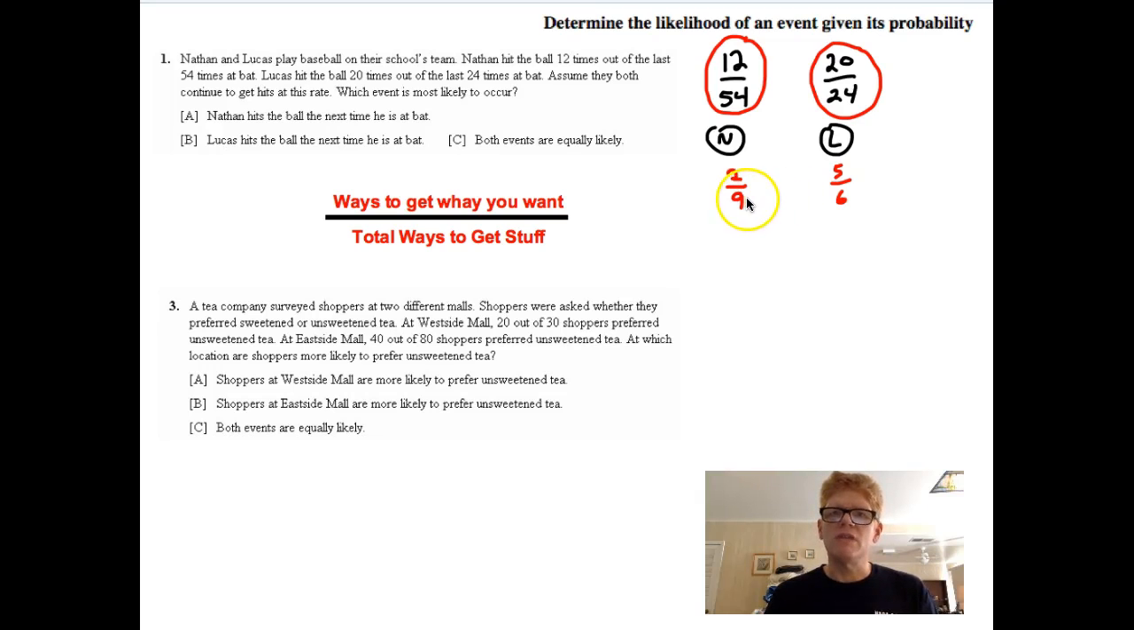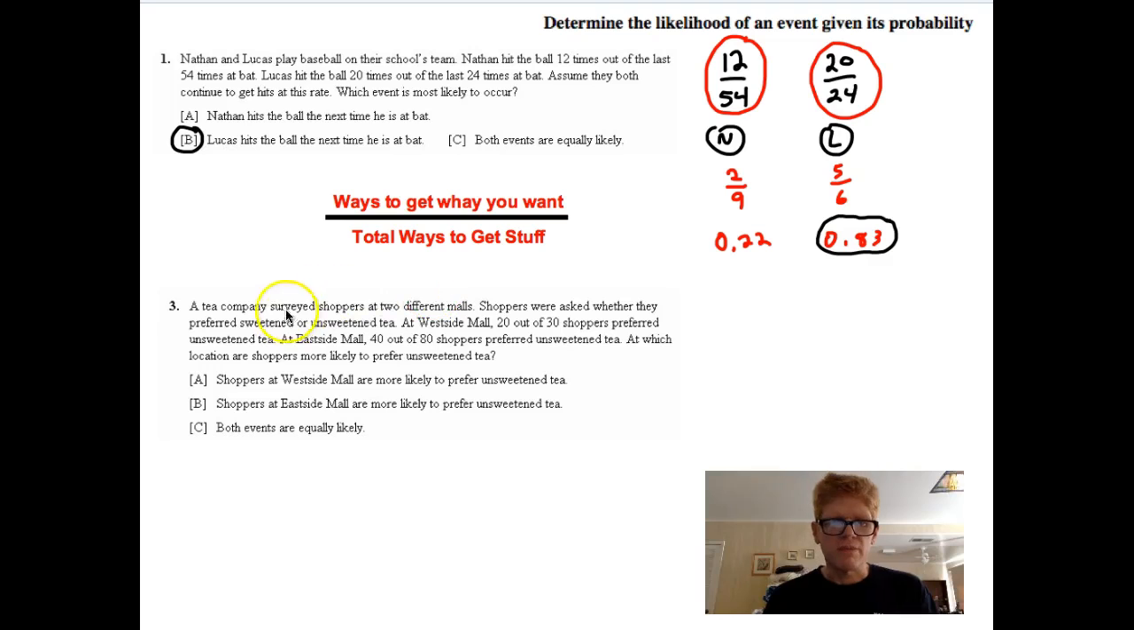One way that we could do it easier is just punch it in our calculator and get the decimal value. So 2 divided by 9 is 0.22 repeating, I'll just round it there. And 5 divided by 6 is 0.833 repeating. And so this is our probability. So which one is more likely to happen? Well, the greater probability is clearly that Lucas will hit the ball the next bat. Therefore, we would choose B.